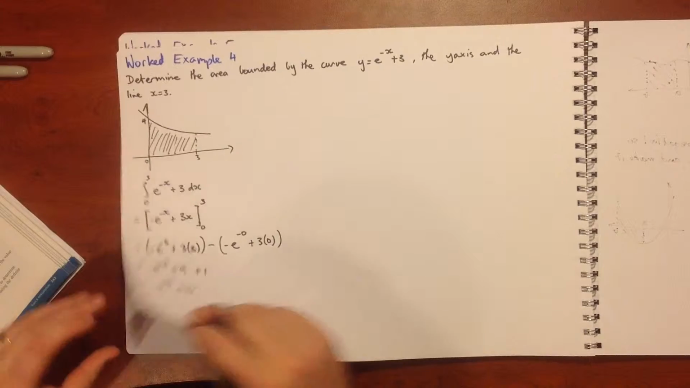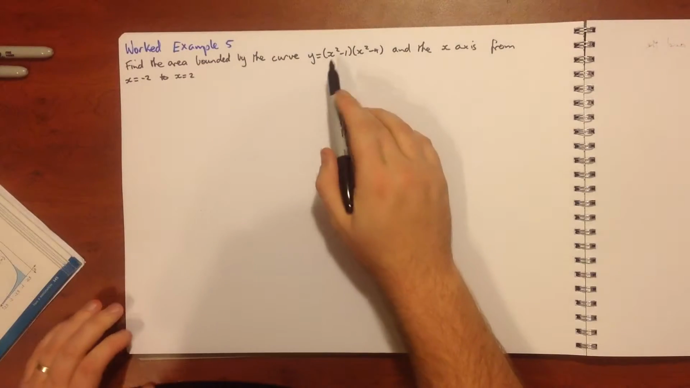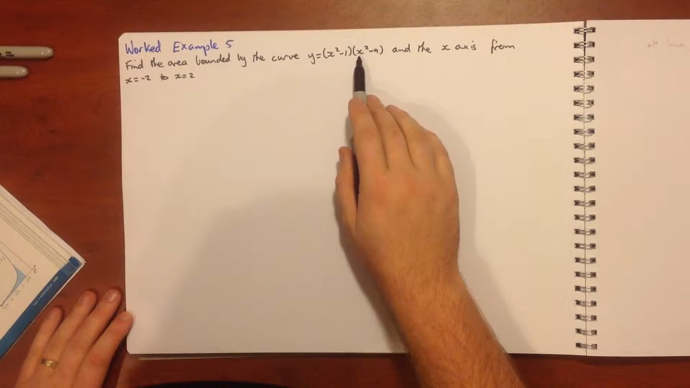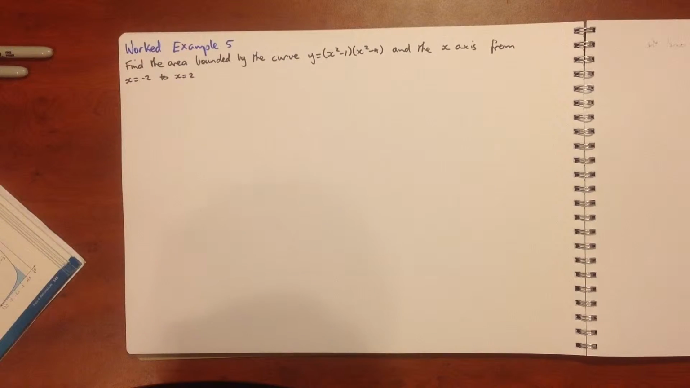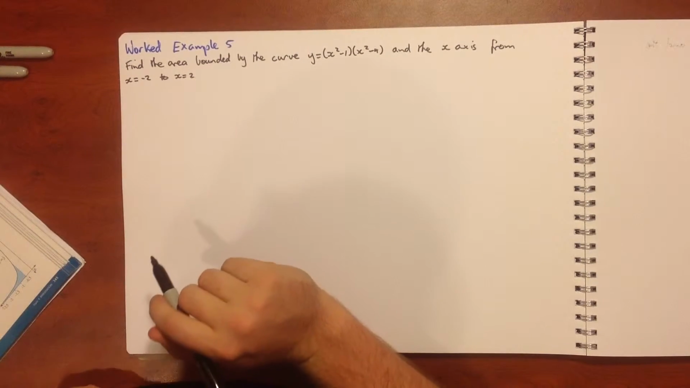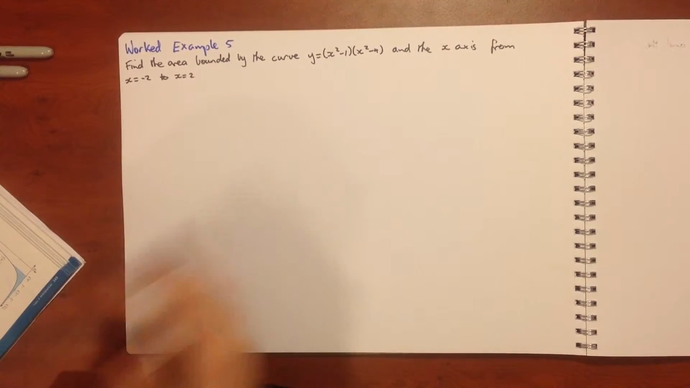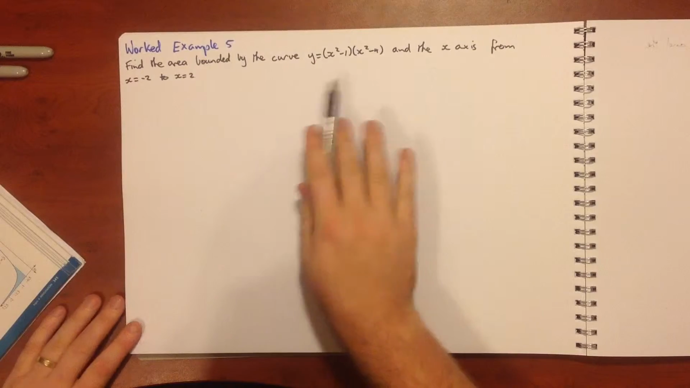So we'll keep moving on to our second worked example. We want to find the area bounded by the curve y equals x squared take 1 times x squared take 4, and the x-axis from negative 2 to 2. Now the problem that we've got here is we may or may not have a region that's split between being below and above the x-axis. So we need to check that.